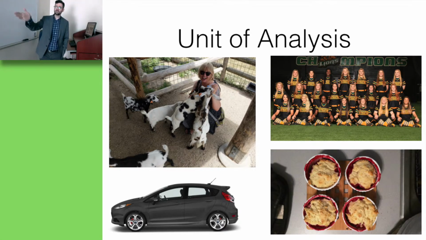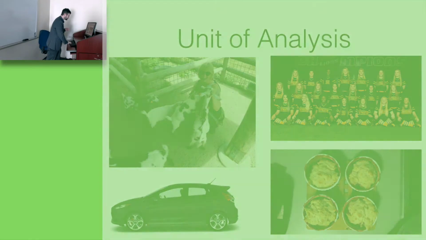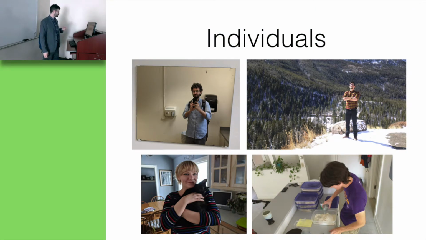So the unit of analysis for this class, for your research projects, are going to be students on campus. One student is one unit of analysis. But the unit of analysis is actually a very abstract thing. And it can include individuals, whole groups of people, inanimate objects, as well as photos that have been posted online. So here are just some more individuals.